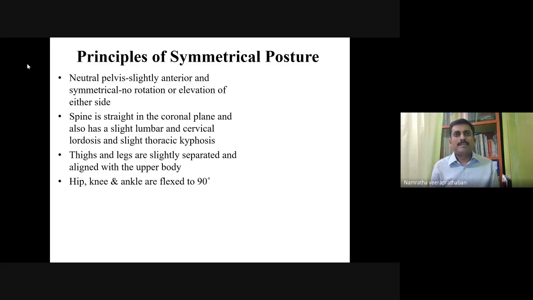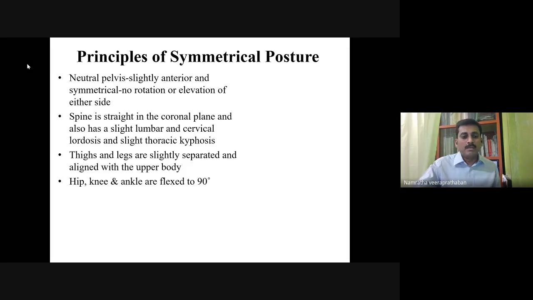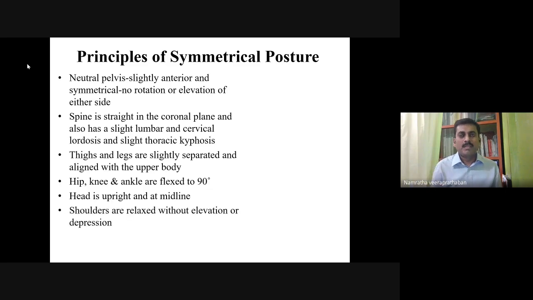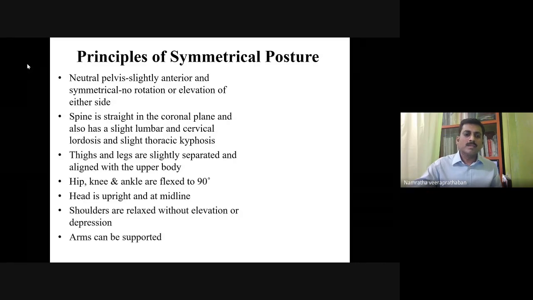Then the hip, the knee, and the ankle are flexed to 90 degrees. This 90 degree hip flexion, knee flexion, and ankle flexion is a reference range only. Okay. And the head has to be upright and midline. Okay, no flexion, no extension, no side flexion. It has to be aligned, upright, and in the midline. The shoulders can be relaxed without elevation or without depression. And arms can be supported.